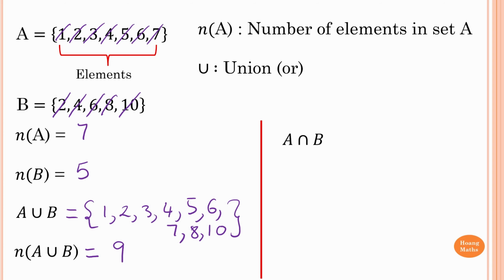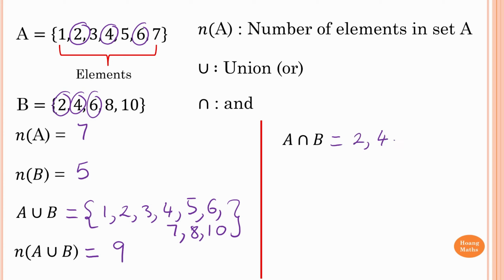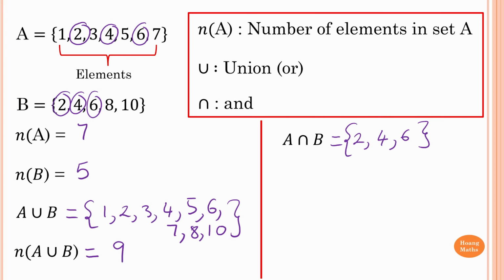Now A and B. This symbol means and. In other words, elements have to be in both A and B. This is the intersection, if you like. We have 2 that appears in both sets, and 4 appears in both sets as well, and 6. So this is equal to 2, 4, 6. These are the elements of A and B. Please take note of these notations and remember them for me.